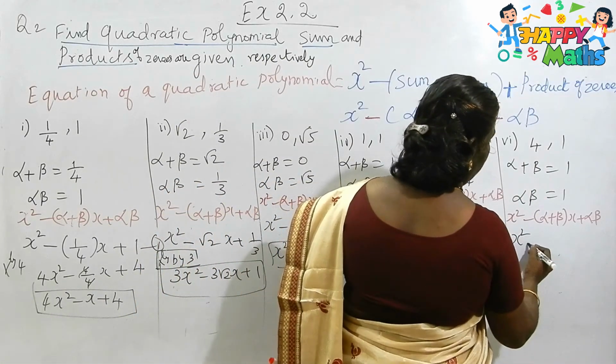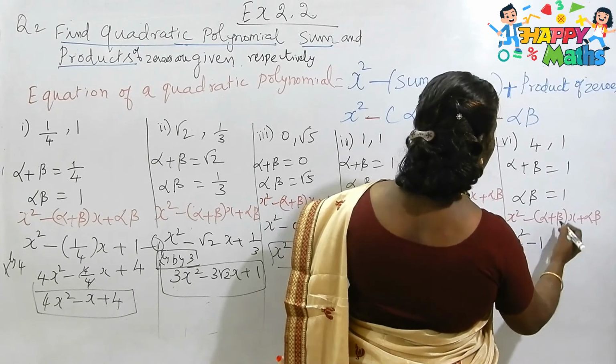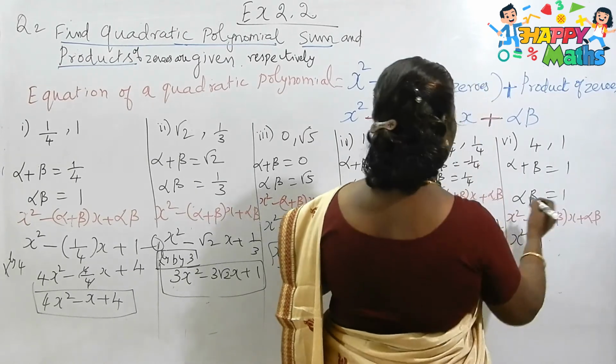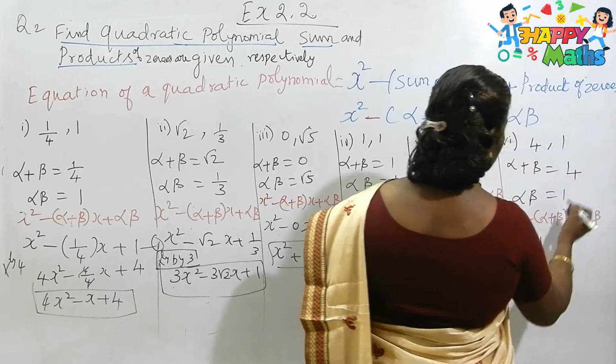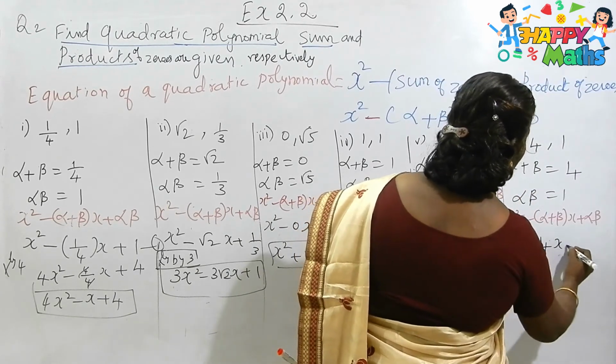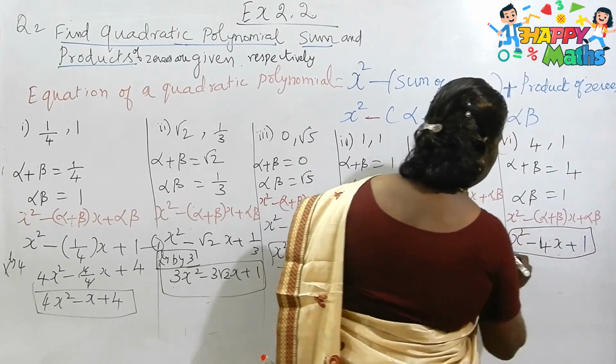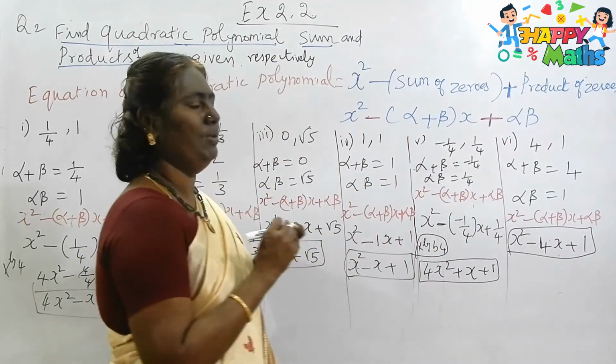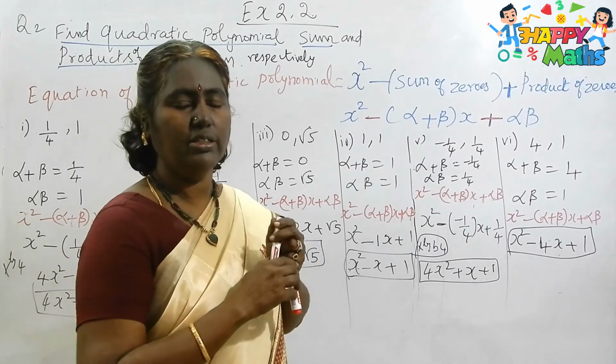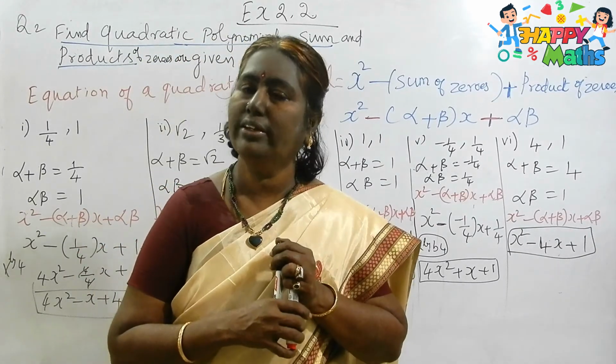Now see, x square minus 1 into alpha plus beta is 4 here. Yes or no? 4. This is 1. So 4x plus alpha beta is 1. So straight away we are getting the answer, a simple answer here. So no need of multiplying anything. Is it clear children? So I think it will be very clear for you.